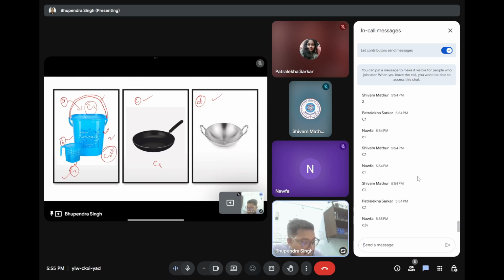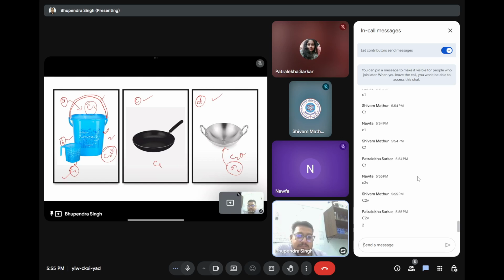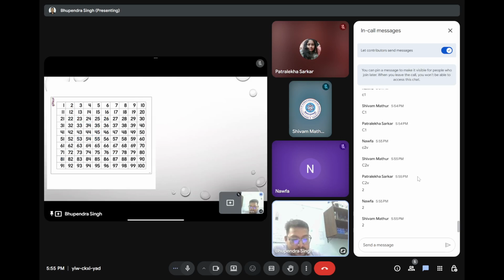Now, if I say C2V. C2V, okay. Shivam, Patlekha. Okay. How many sigma V's are present? Nice. 2. Moving on. Find the point group of this one.